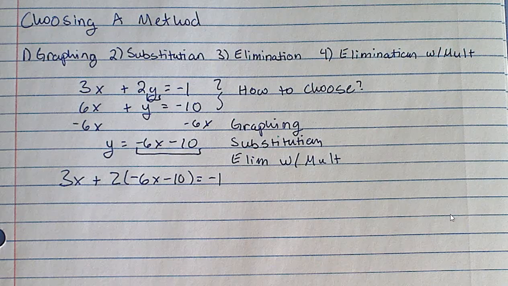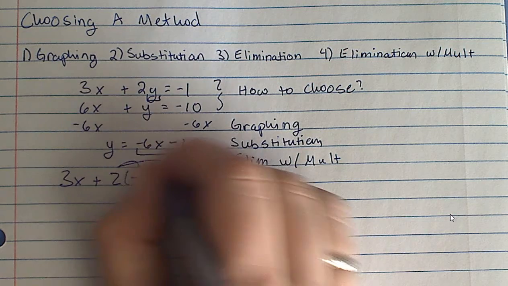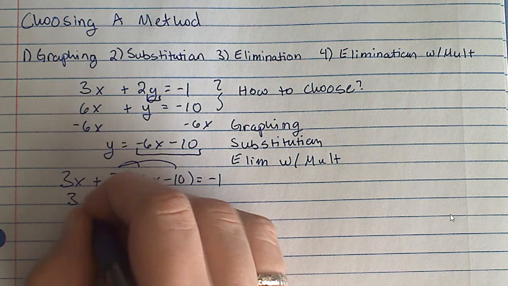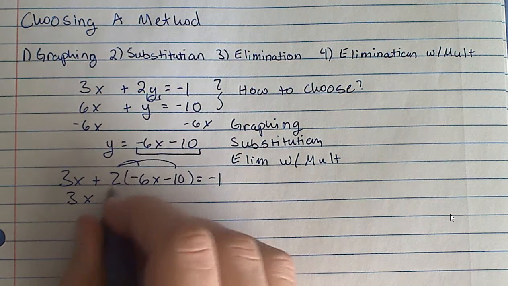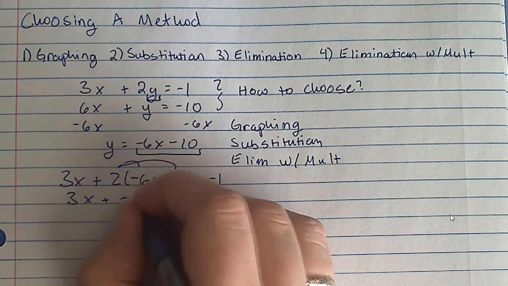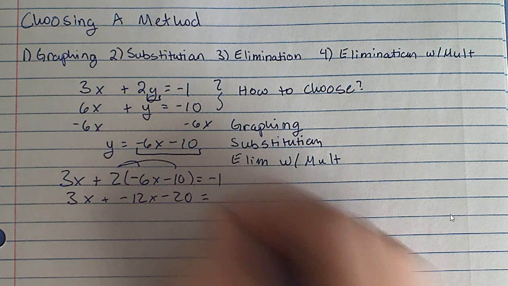Perfect. All right. So now, Colton's chosen to do substitution. He did the first 2 steps perfectly. He did it really well. He's been really cautious with his math so far. Doing a good job. Tanner, what would I need to do next? Distribute. So if I distribute this 2 to both things inside, tell me what the left-hand side should look like. 3x plus negative 12x. Totally agree with you. Minus 20. And then equal to what on the right-hand side?